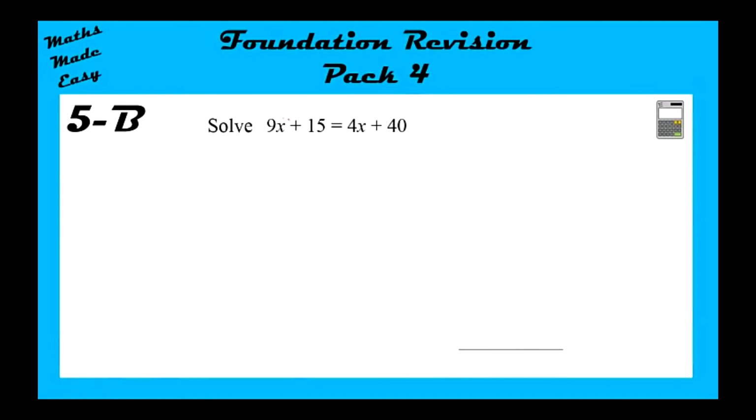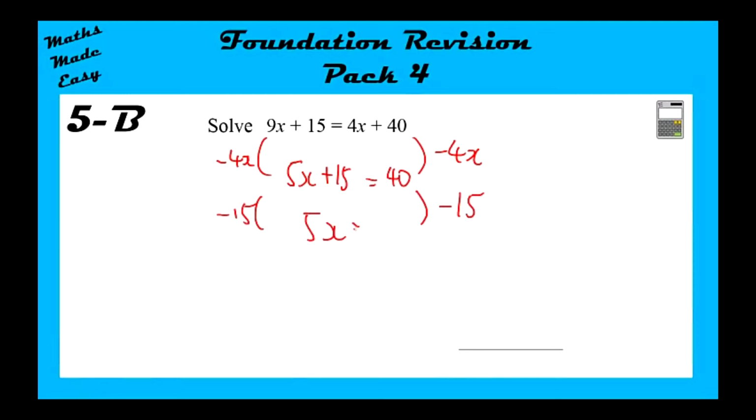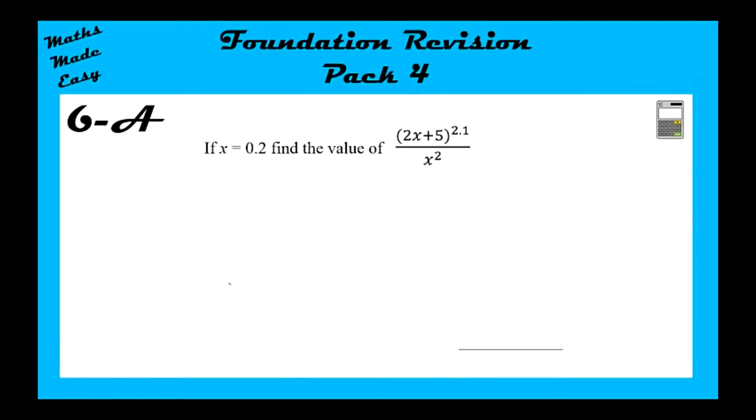5b if you wanted to try that one. Again, I've got more x's on the left, so I'll get rid of the 4x on the right, take 4x from both sides. I get 5x plus 15 equals 40. And then I'll deal with the 15, take 15 from both sides. Then 5x equals 25, in which case x, divide both sides by 5, equals 5.